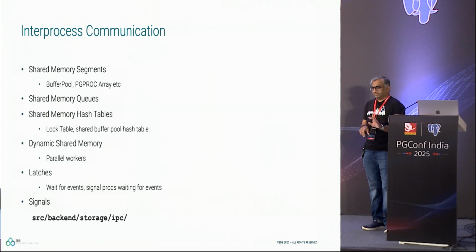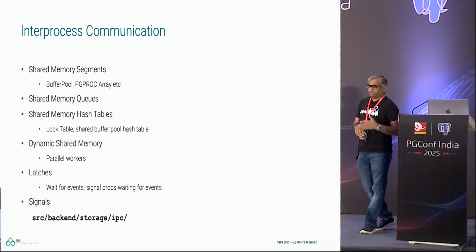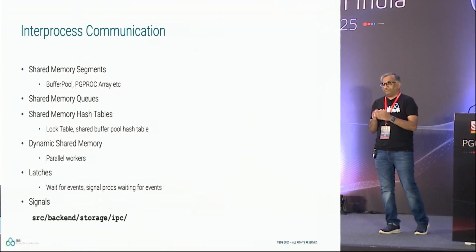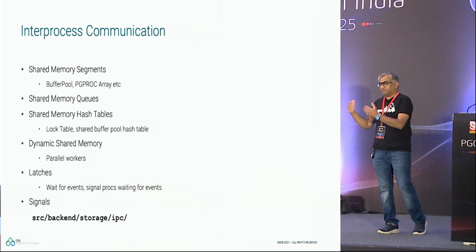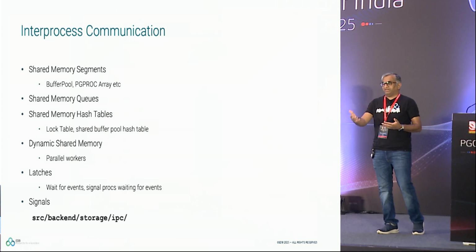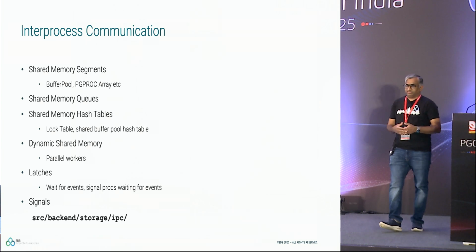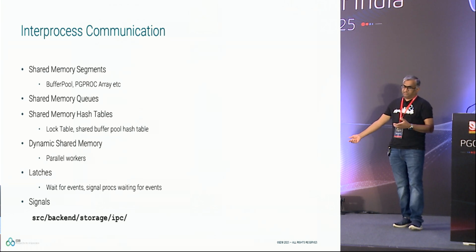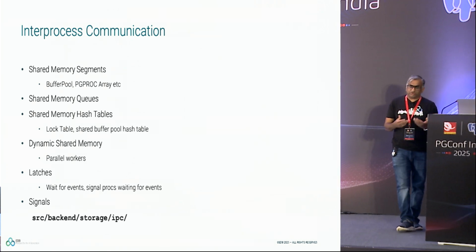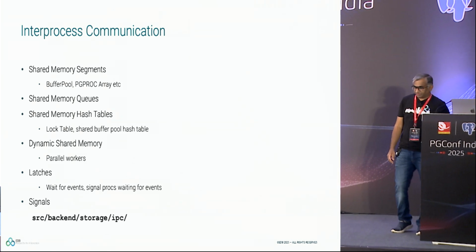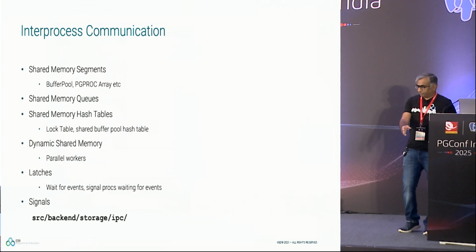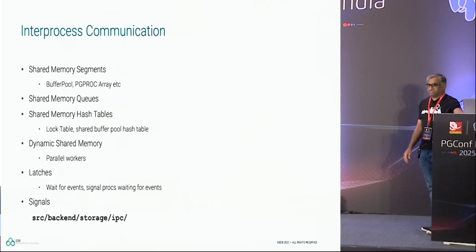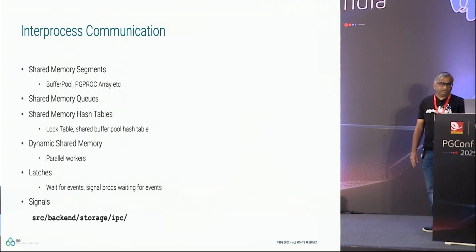For inter-process communication, Postgres uses a lot of things, but mainly shared memory segments and shared memory queues. If you are writing complex extensions, I'm pretty sure you'll end up using one or more of these. Shared memory queue is something Postgres didn't have until a few releases back, but now it's there and it's quite powerful for a developer. All of those are implemented under src/backend/storage/ipc. That's where you would find most of the code related to inter-process communication.